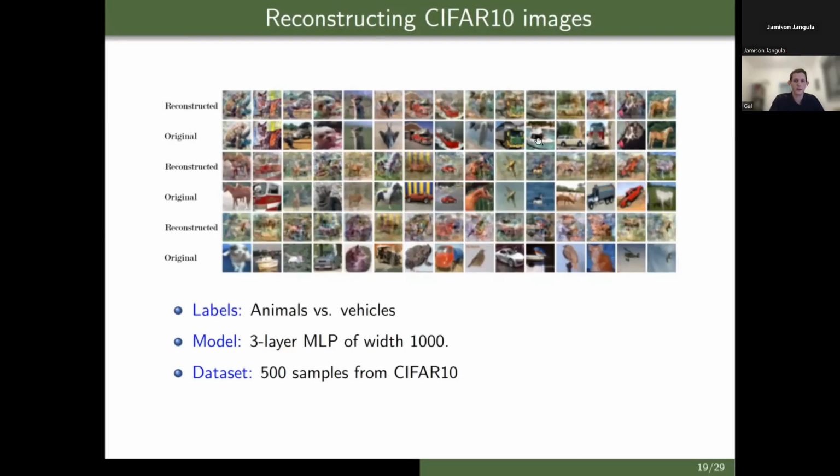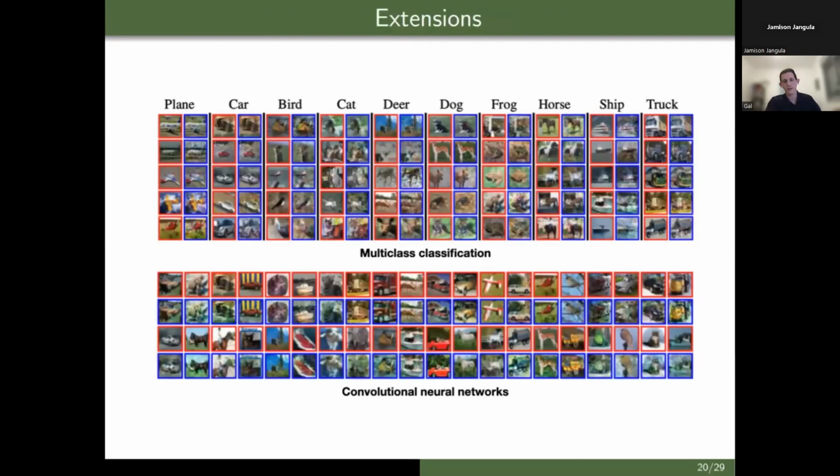And here we see the reconstructions. In rows number 1, 3, and 5, we see the reconstructed images. And in the rows below them, we see the original images from CIFAR-10 that correspond to the reconstructions. And we can see that in this case, we have many high quality reconstructions. And also later we extended our reconstruction scheme to multi-class classification and to convolutional neural networks. And here we see some examples for reconstruction in these settings.